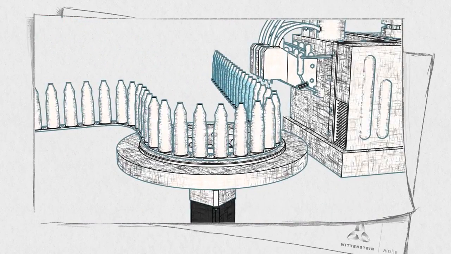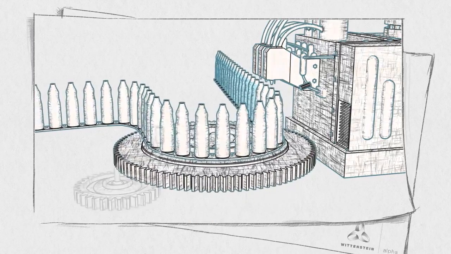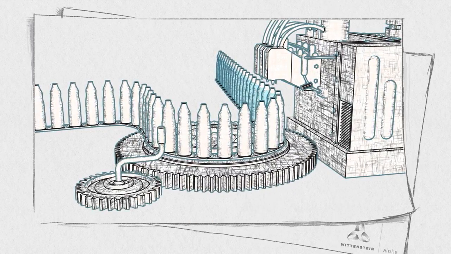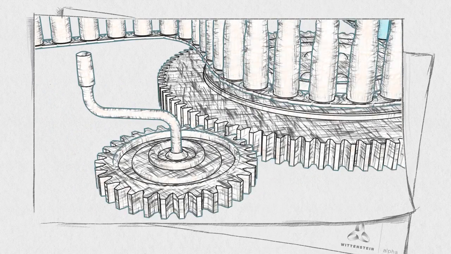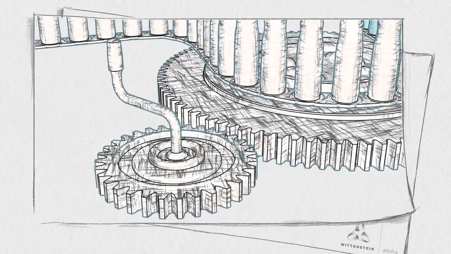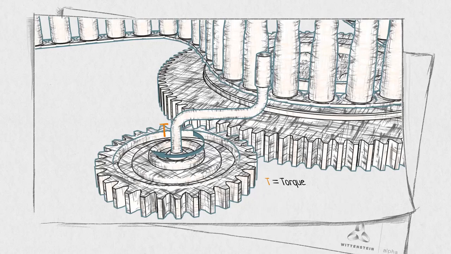If we imagine that the motor gearhead unit is replaced by a small hand crank on the side of the plate, this would have to be turned relatively quickly in order to get the drive wheel and rotary plate moving slowly. In order to put the whole production line into motion, a so-called torque has to be applied. This is initiated by the hand crank.